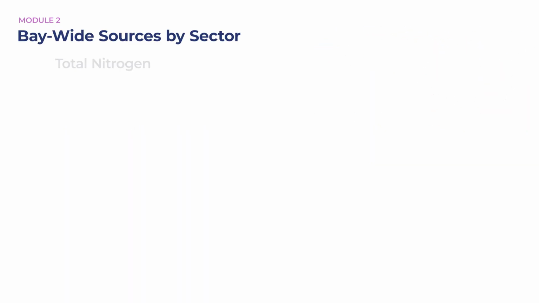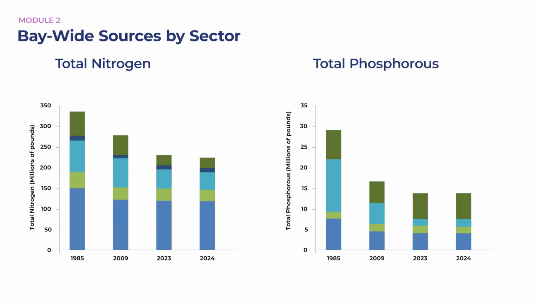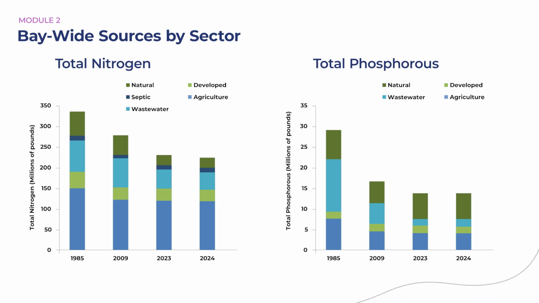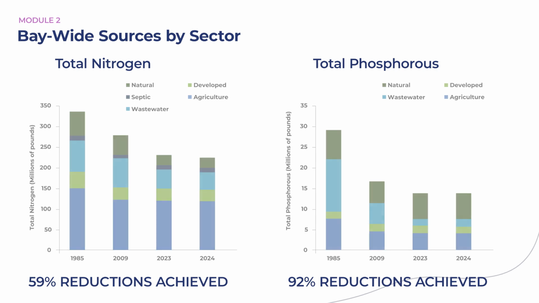The first two graphs here show how the loads of total nitrogen and total phosphorus have decreased over time throughout the entire watershed. The units are in millions of pounds, and you can see the various sectors: natural, septic, wastewater, developed land, and agriculture, shown in the legend for total nitrogen on the left. Total phosphorus is on the right, and there is no phosphorus load from septic, so it's not included in this graph. The main takeaway here is that since 1985, the bay has seen major reductions in nitrogen and phosphorus loads. By 2024, 59% of nitrogen and 92% of phosphorus reductions had been achieved across the watershed.